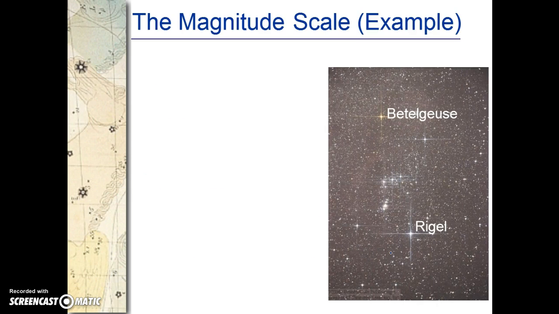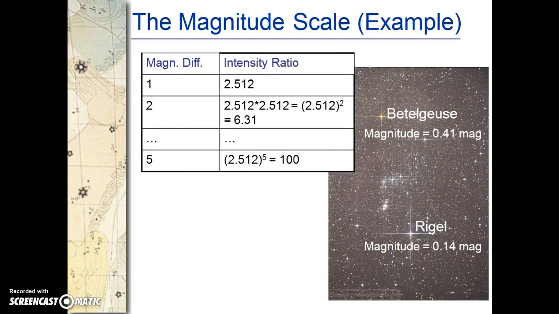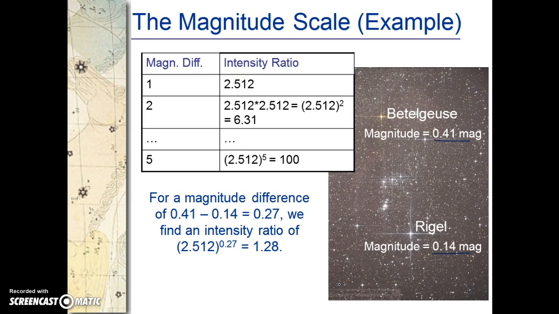All right, so here we look at Orion again. Here we have Betelgeuse with a magnitude of 0.41 and Rigel with a magnitude of 0.14. To find the difference in magnitude, we take 0.41 minus 0.14, which gives us 0.27. We would use that as our exponent on the magnitude difference factor to figure out the intensity ratio between those two stars, and this intensity ratio would be 1.28.